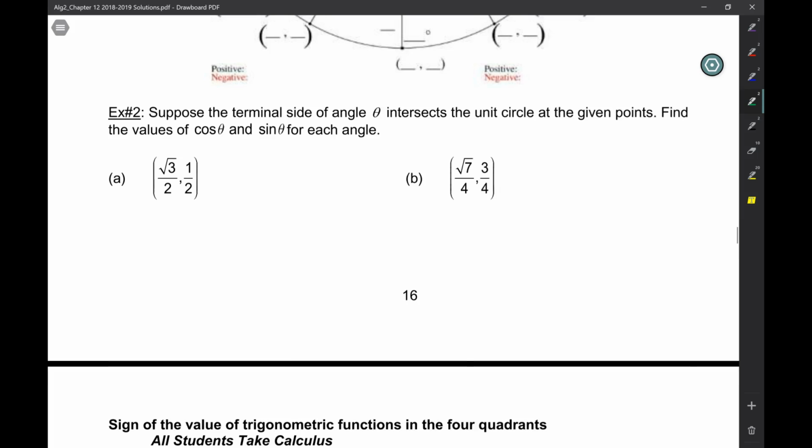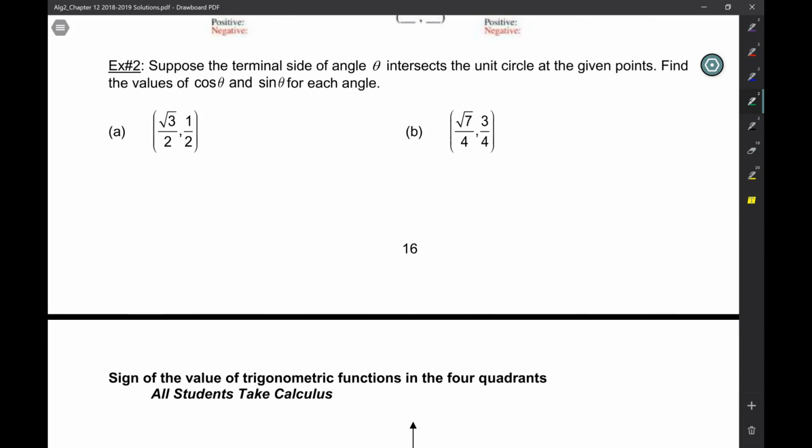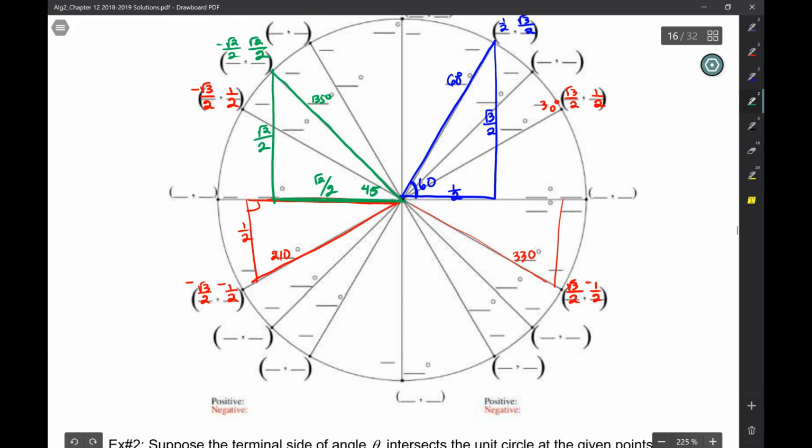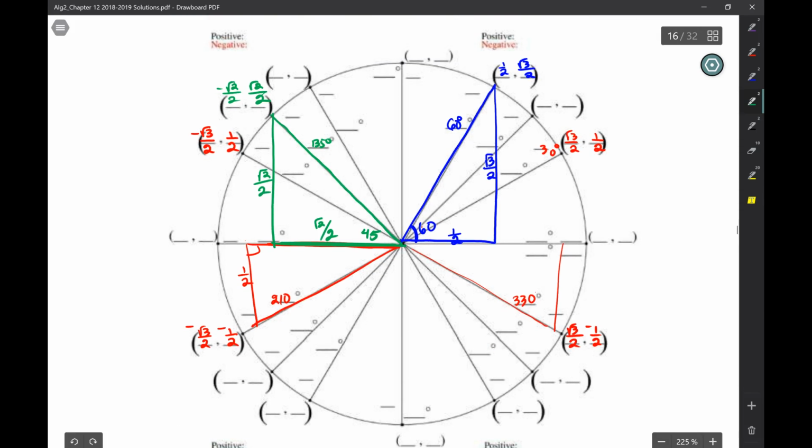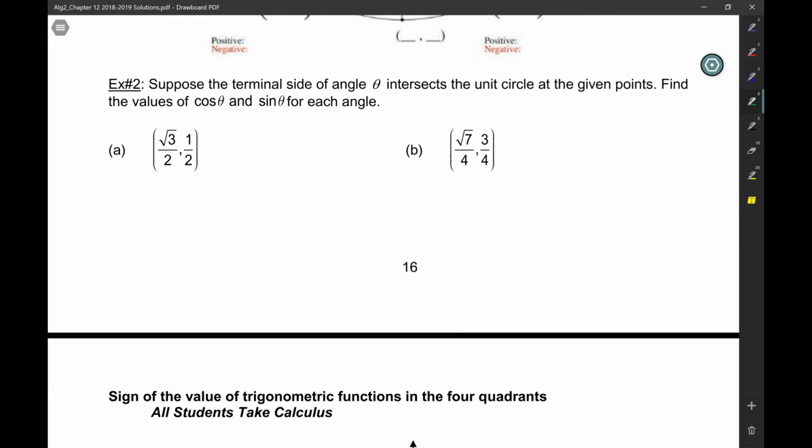Now, take a look at this. There's this mystery angle. It's one of these. You see how we had these coordinate points here? Now I have a random coordinate point. And the question asks you, what is the cosine and what is the sine? I'm not going to look at the circle, just at that coordinate point.